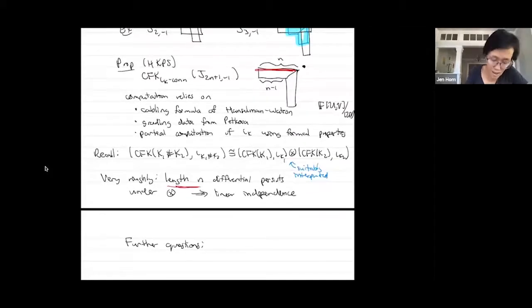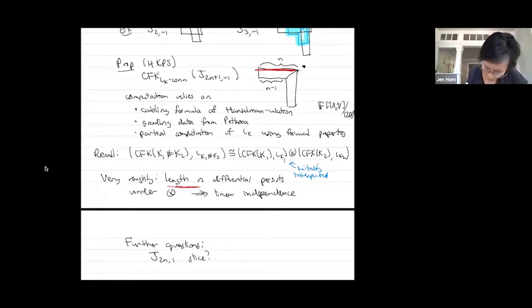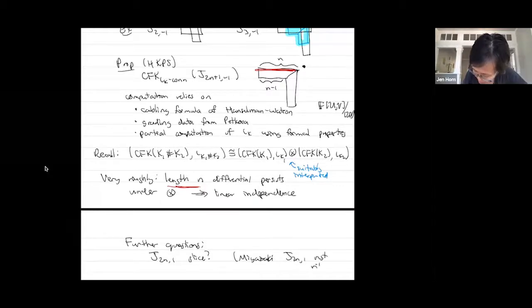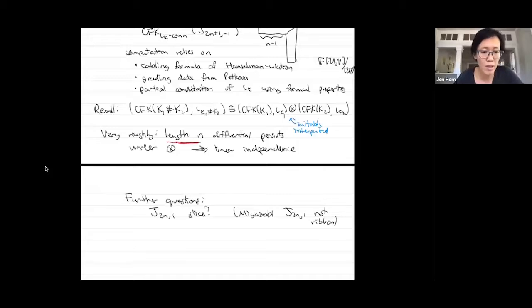So a future question would be: it would be nice to be able to determine whether these even cables are slice. Note that by work of Miyazaki, these are not ribbon. So the expectation is that these knots are not slice, but I don't know of any obstructions that work.